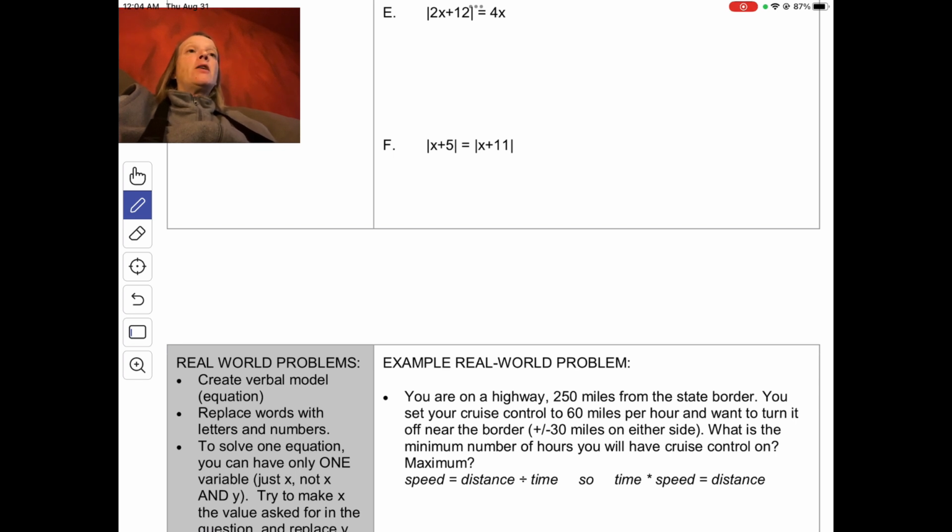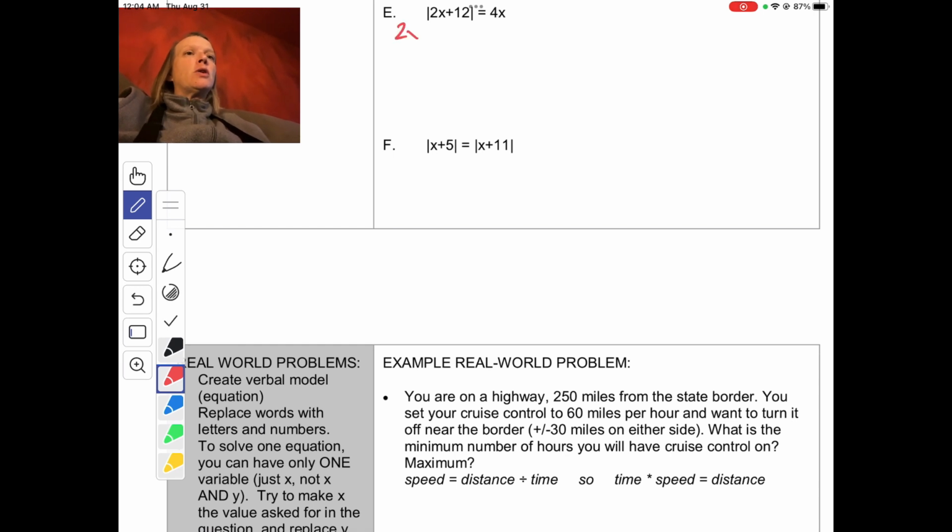Here we have the absolute value of 2x plus 12 equals 4x. So let's go ahead and set up our two related equations. We already have our absolute value expression isolated on one side of the equation, and so we are able to set up our two equations. 2x plus 12 equals 4x, and 2x plus 12 equals negative 4x. So let's go ahead and solve these.